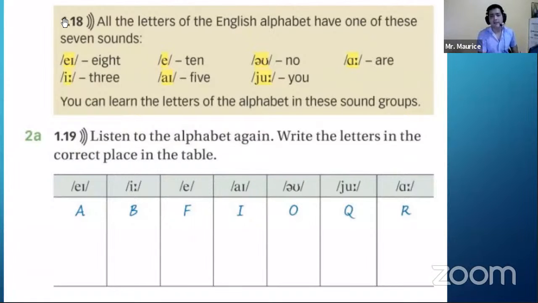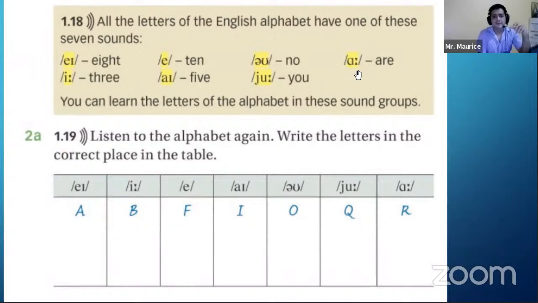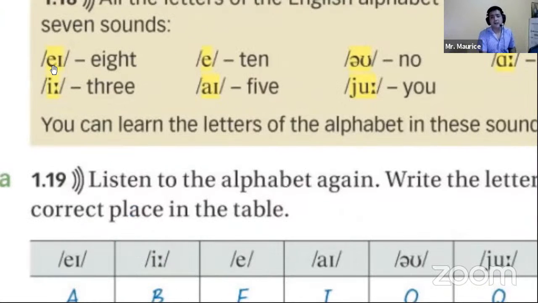Please, just start again. Pronounce the 7 sounds, please. Good morning. A, 3, E, 10, I, 5, O, no, you, R. Okay, nice. Remember, over here, the first sounds like A.